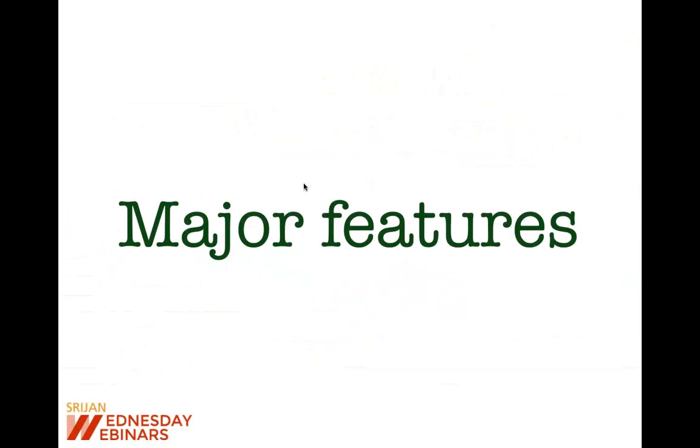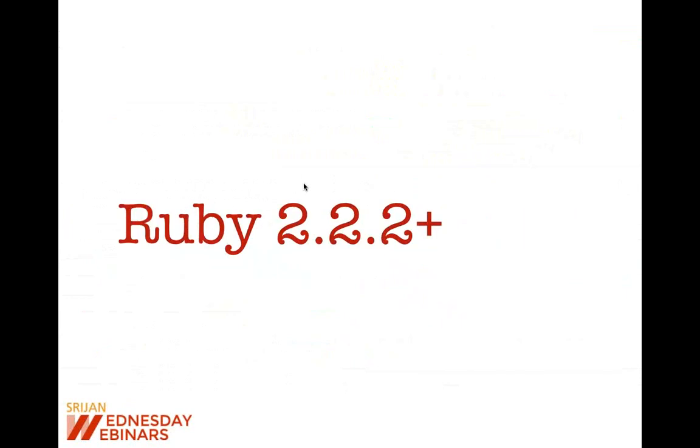So let's start with some of the major features that are part of the Rails 5 release. First thing is Ruby 2.2.2. Rails 5 will specifically require this Ruby version. If you have a Ruby version less than 2.2.2, you cannot use Rails 5. It will give an error. Why was this change made? Basically, this change was made to take advantage of the latest version of Ruby 2.2 at that time.